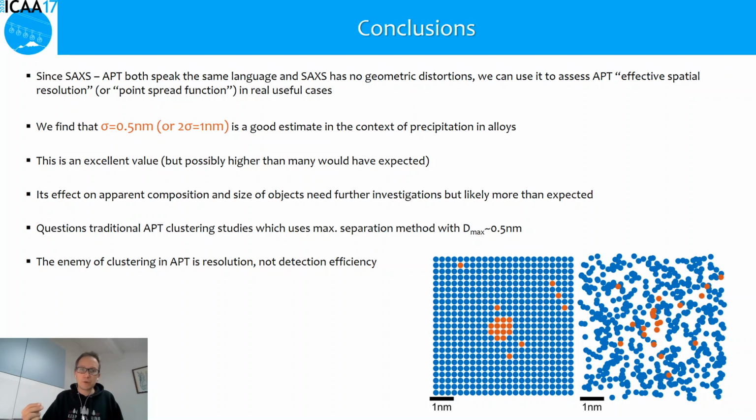And it probably also questions the way we treat clustering studies in atom probe. It's especially true for the 6000 series studies, where atom probe is the only way to study the clustering, and maybe the impact of the resolution is a bit higher than we think, and that's what I try to sum up in this conclusion. That is that the enemy of clustering in atom probe is resolution. It's not detection efficiency as some people would try to tell you. It's really only resolution, which is really related to the phenomenon of evaporation.